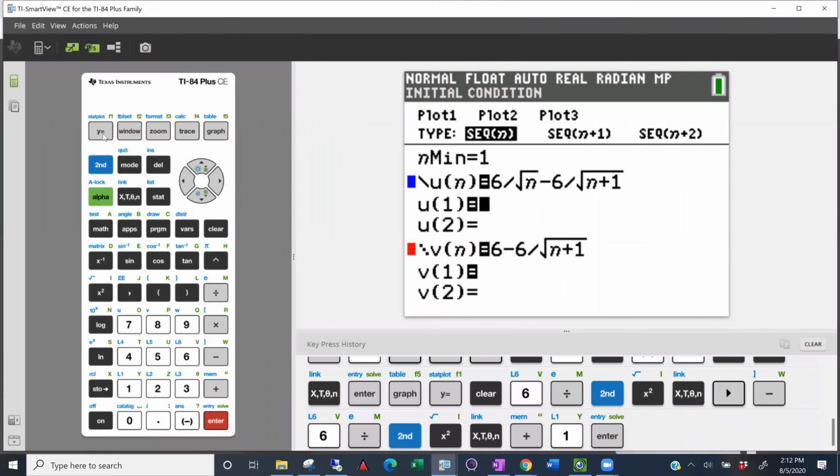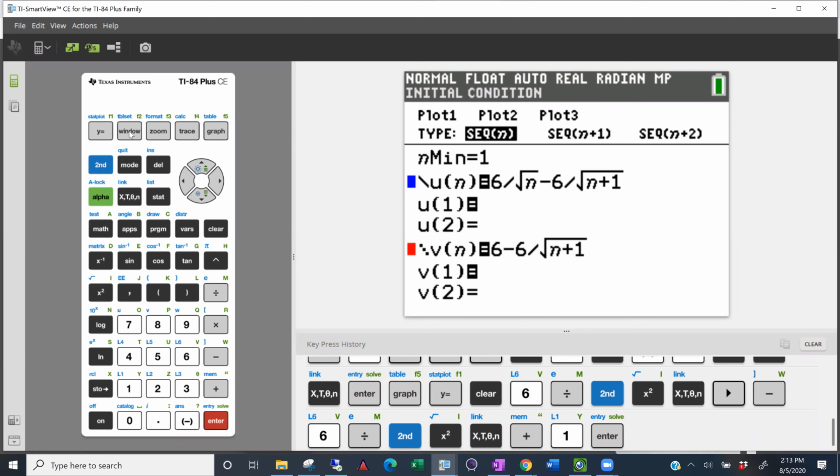That's why when you hit the y equals key, you don't get y equals like you're used to, you get this other funny stuff. Now this is not a recursive sequence, so I don't have to worry about u sub 1, u sub 2, v sub 1, v sub 2. But here's my sequences. I've got A sub n up top and S sub n down below. When you get those set, then we'll go adjust our window.